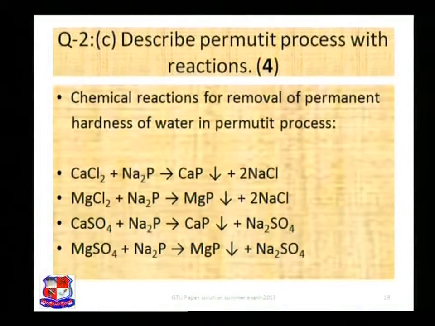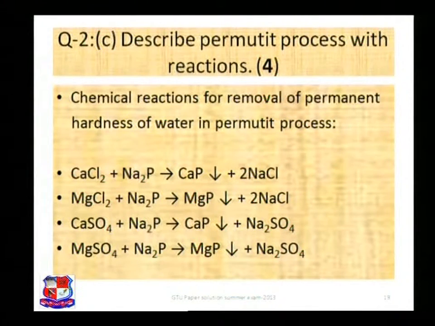So what happens in the chemical reaction? Your calcium and sodium will get interchanged. Look at the first reaction, CaCl2 plus Na2P. So what happens? CaP, that is calcium, is going to get retained on permutate, plus 2 NaCl. MgCl2 plus Na2P is going to give MgP plus 2 NaCl.